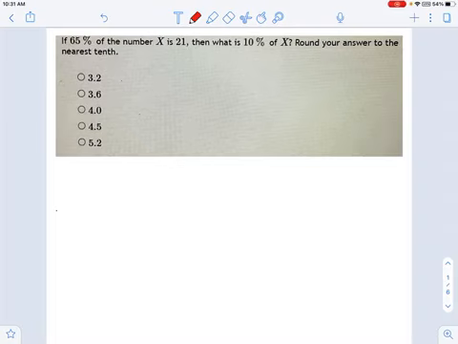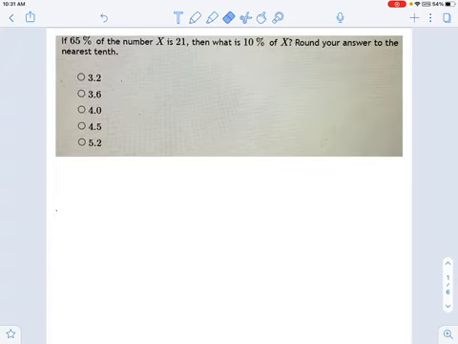If 65% of the number x is 21, then what is 10% of x? Well, let's break this down because there's actually a couple things we don't know here. First of all, I don't know what x is, and I certainly don't know what 10% of x is. So we've got some stuff to sort out, and I think the easiest way to do this problem is to figure out what x is. Once we know what x is, we can figure out what 10% of x is, right?